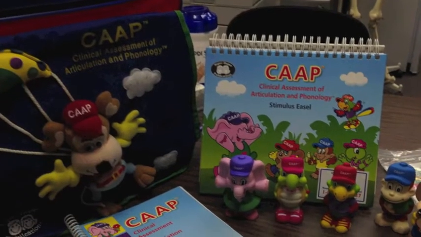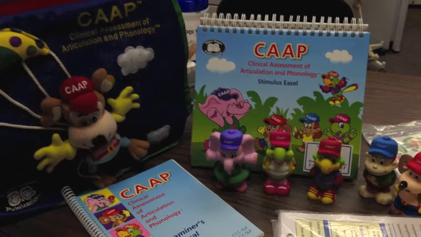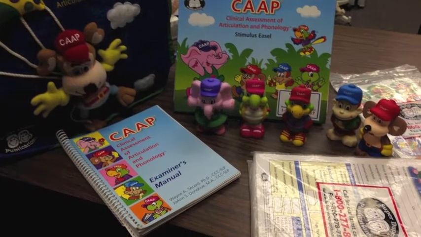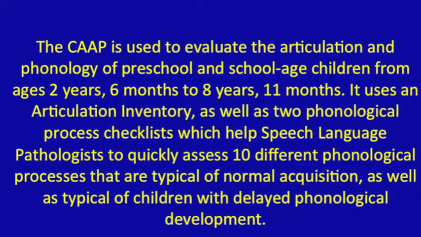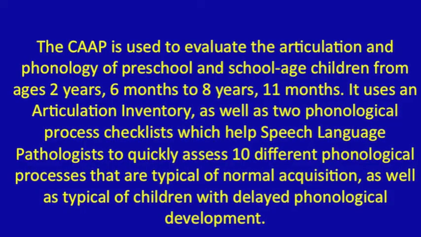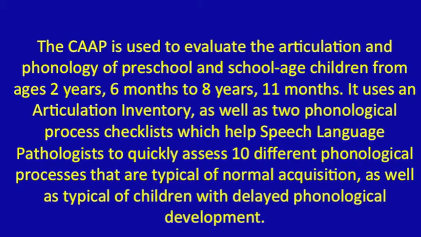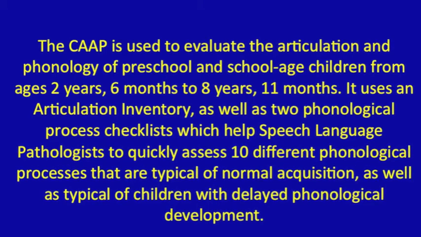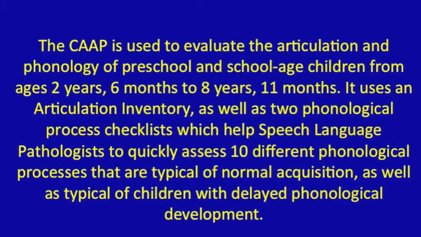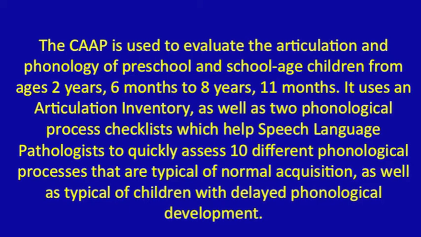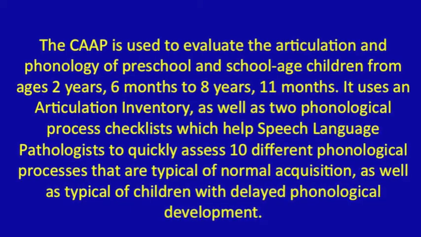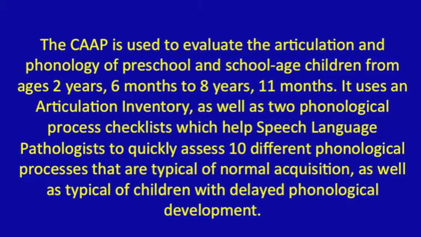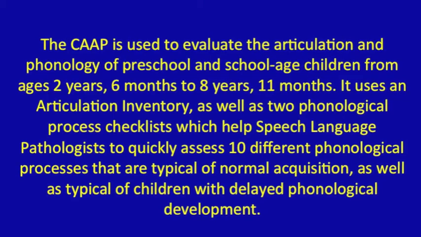The Clinical Assessment of Articulation and Phonology (CAAP) was designed by Super Duper Publications and is a valid, standardized, norm-referenced assessment. The CAAP is used to evaluate the articulation and phonology of preschool and school-age children from ages 2 years 6 months to 8 years 11 months. It uses an articulation inventory as well as 2 phonological process checklists, which help speech-language pathologists to quickly assess 10 different phonological processes that are typical of normal acquisition, as well as typical of children with delayed phonological development.